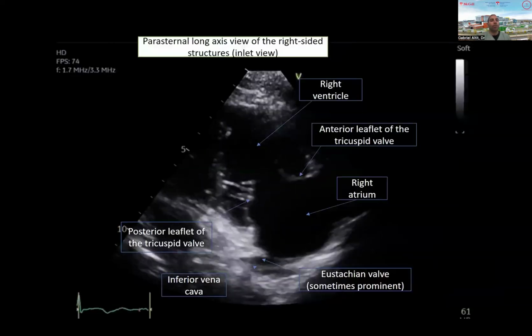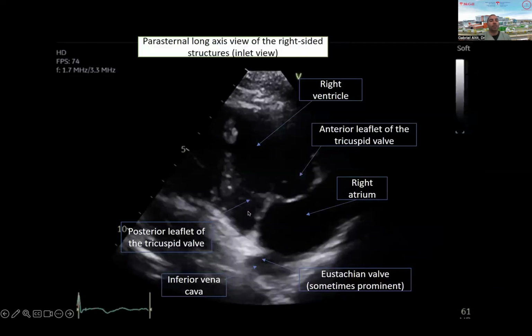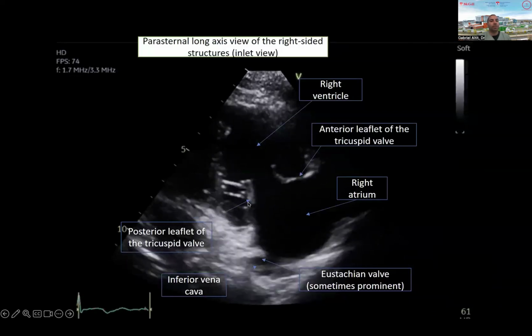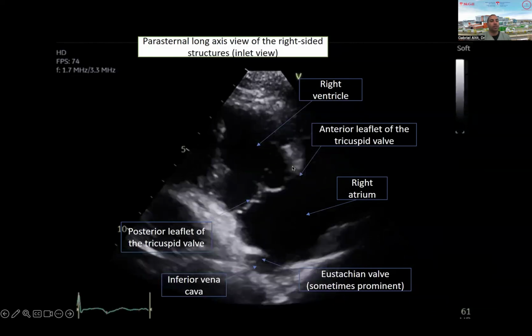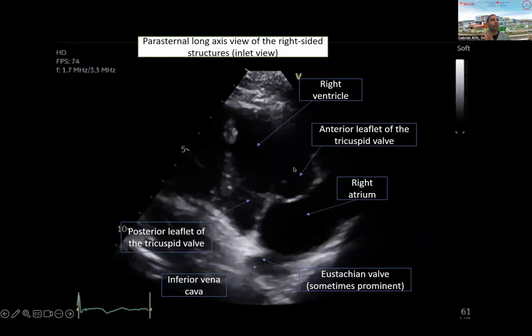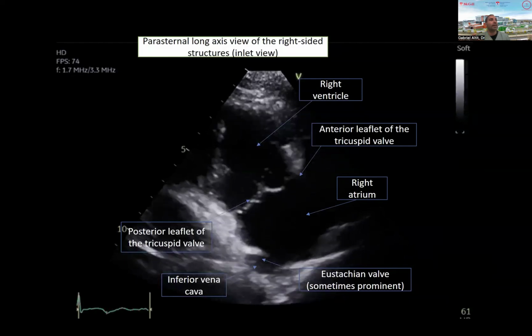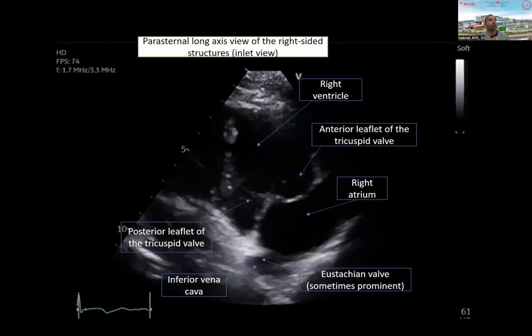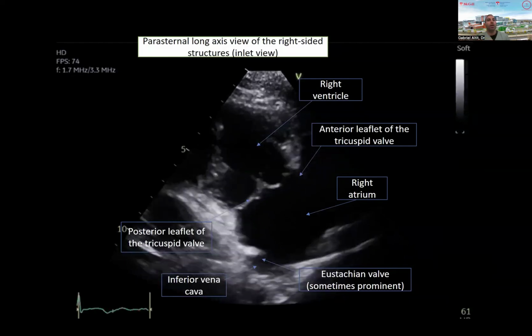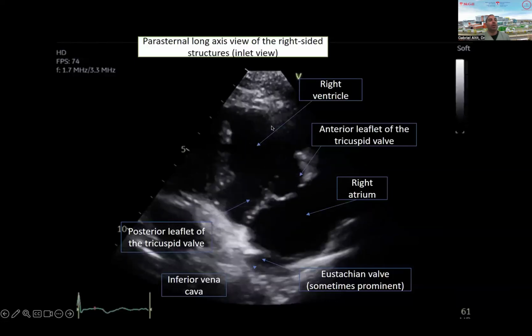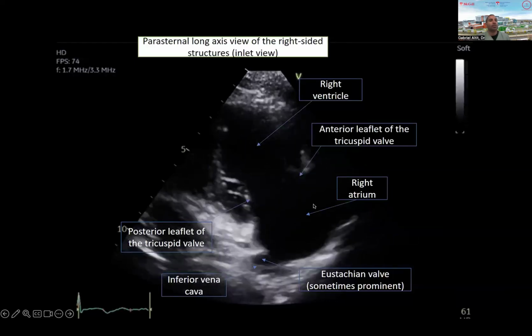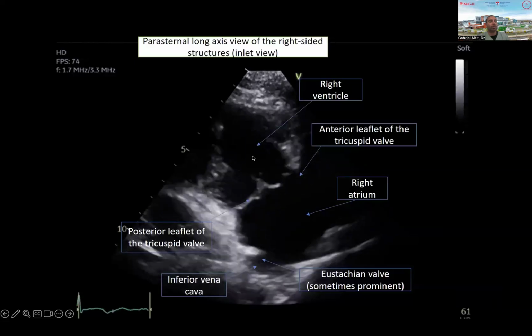So then you can go posteriorly. We're typically going to see the posterior leaflet of the tricuspid valve and the anterior leaflet of the tricuspid valve. And then there's a septal leaflet of the tricuspid valve that we'll typically see in short axis, whether it is in parasternal short or in subcostal view. You do get to see a bit of what we call the right ventricular inlet, which is the zone of the right ventricle that will receive blood flow.